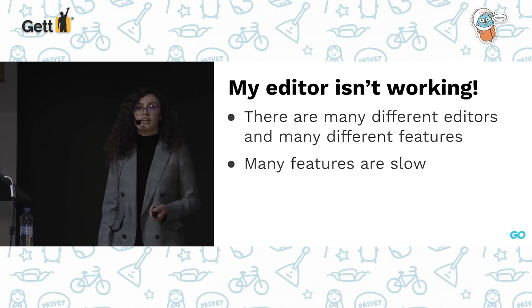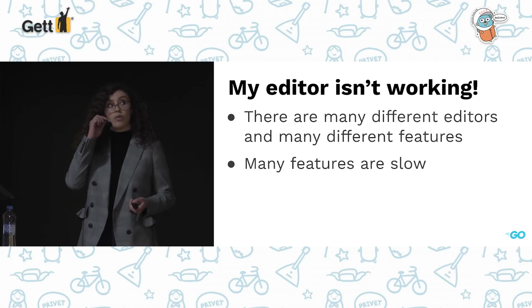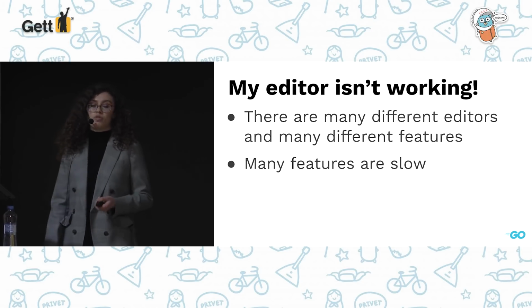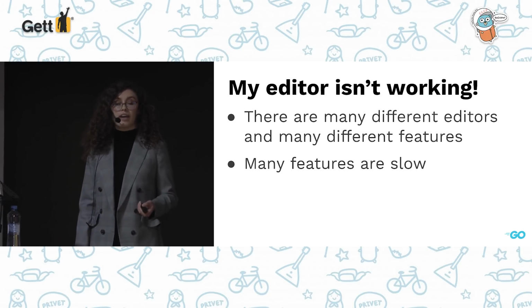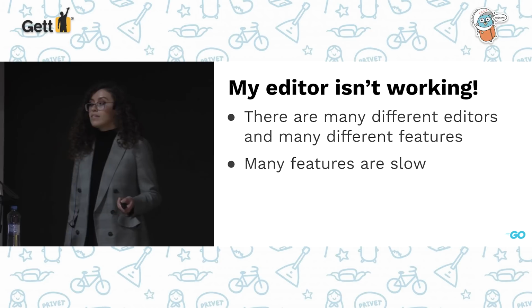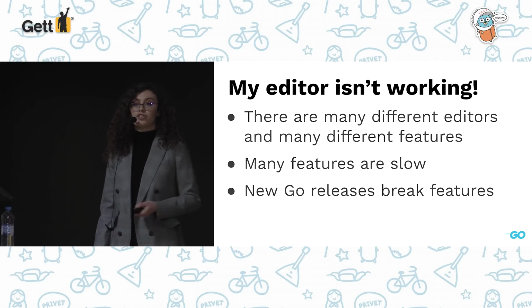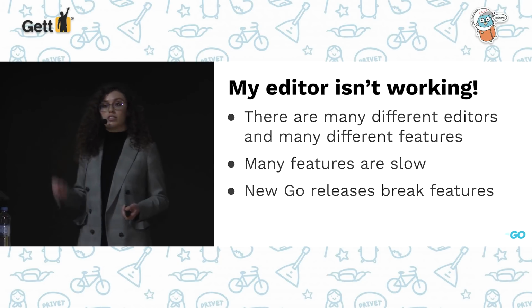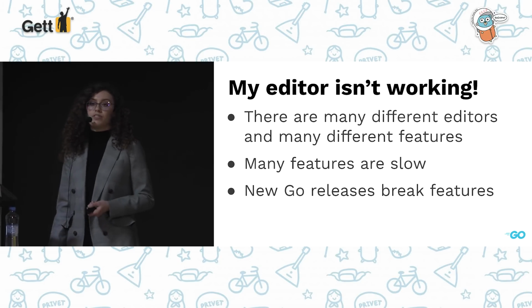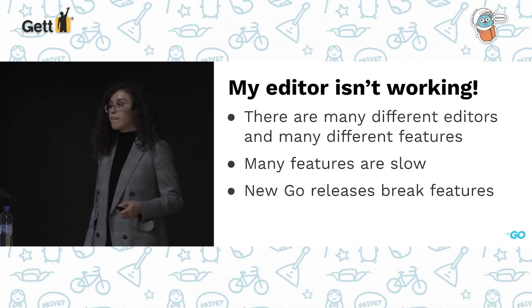And the next problem is that even if you have all these features, sometimes they can be really slow. And you might experience a lag that is so noticeable that you just turn off the feature entirely. And finally, even worse than being slow, you can find that these features don't work at all. And that's because new Go releases tend to break them, and because of the changes in the Go build system. And if there's no maintainer for the feature, then it will just stay broken.